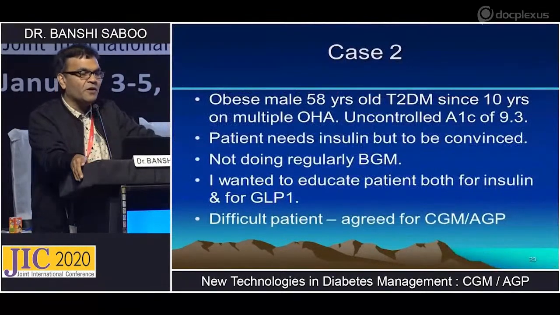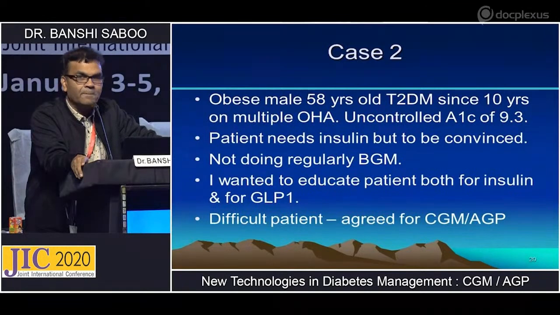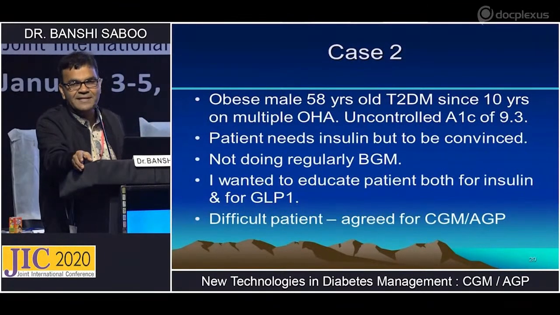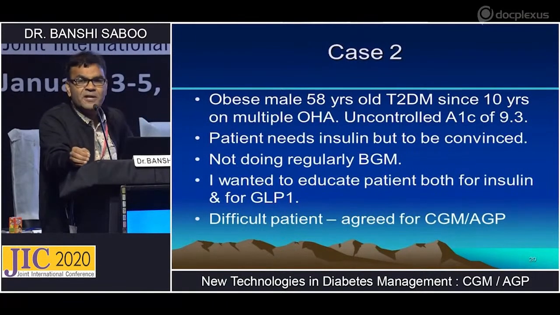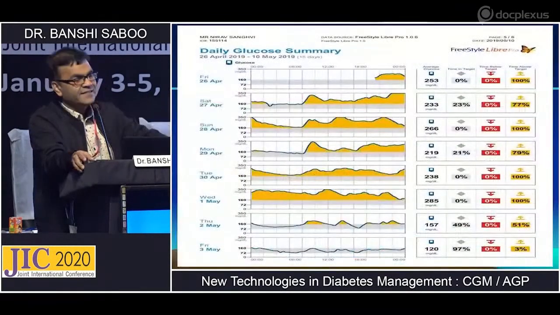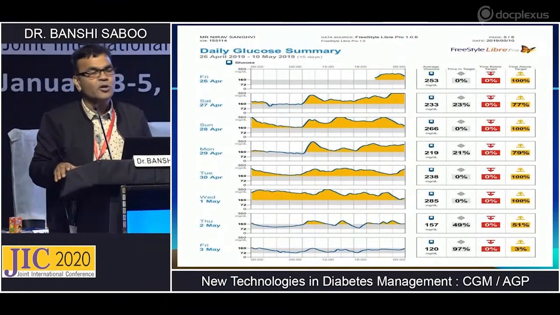The other patient is a 58-year-old with type 2 diabetes, 10 years of diabetes, uncontrolled with an A1C of 9.3. With an A1C of 9.3, everybody advised insulin. The patient was not ready. We explained that I want to put you not only on insulin, but on a GLP-1 analog also. Because of the diet habits, we could see in the first 6 days of continuous glucose monitoring that sugar was more than 300, 250 every time.